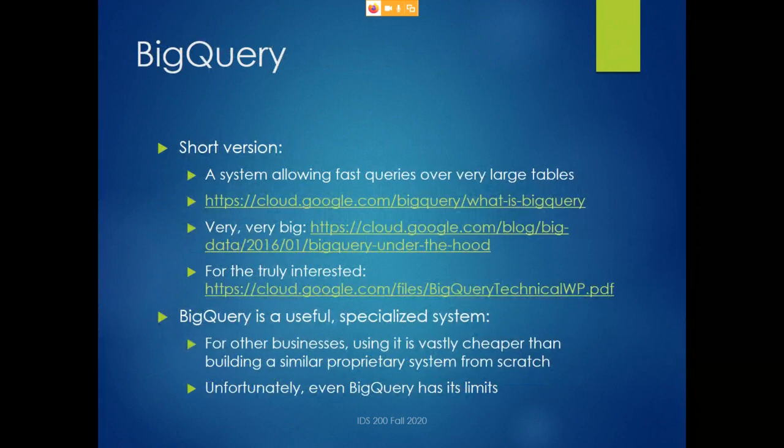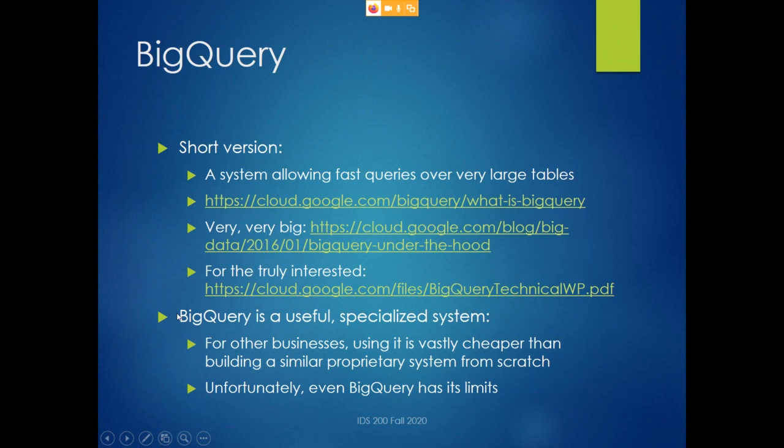All right, another feature that Google has, another system, something called BigQuery. BigQuery is a system that allows fast queries involving very large tables. When I say very big, I mean potentially tens of millions of rows. If you're interested, I have a few links on there, but that's what BigQuery is. And it's a very useful specialized system.